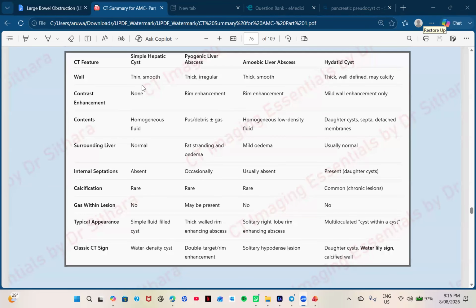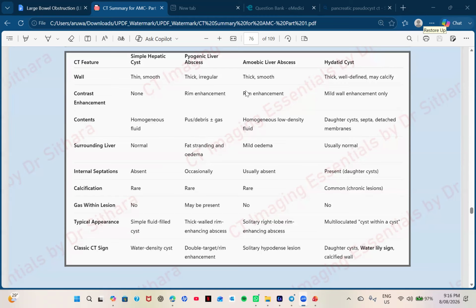If it is a simple hepatic cyst, how does it present? I told you, the wall is thin and smooth. Take a screenshot if you want, then you can compare. Simple cyst: thin, smooth wall, and contrast enhancement usually none. Then homogeneous fluid, surrounding liver okay, no septations, no calcifications. It's very benign, a water density cyst.